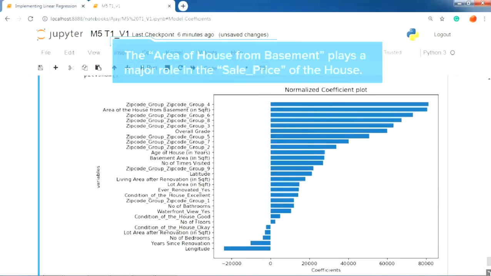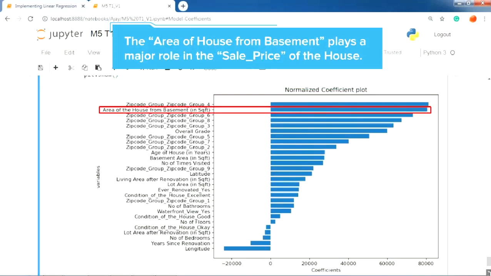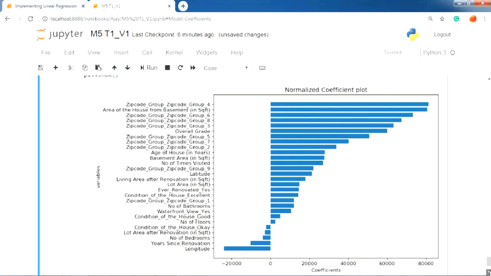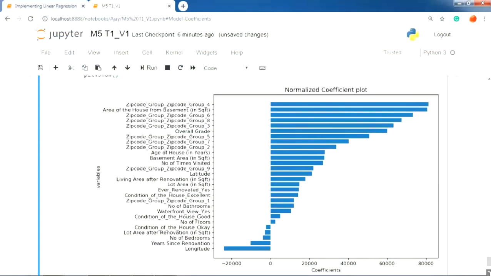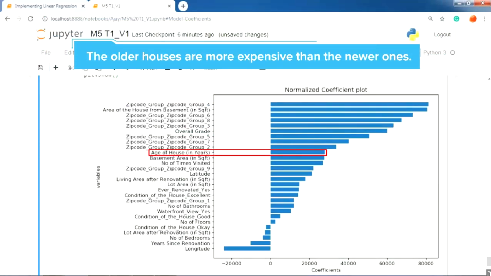Other than the zip code groups, area of house from basement has played a major role, which again is in favor of the natural intuition. Similarly, overall grade has also played quite a significant role. Age of the house is somewhat counterintuitive. Often it is rational to think that older houses might be less expensive, but our model says that older houses are actually more expensive than the newer ones. This is new knowledge.